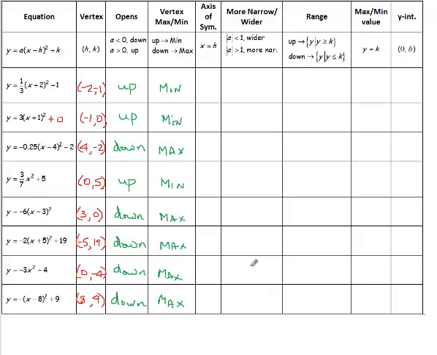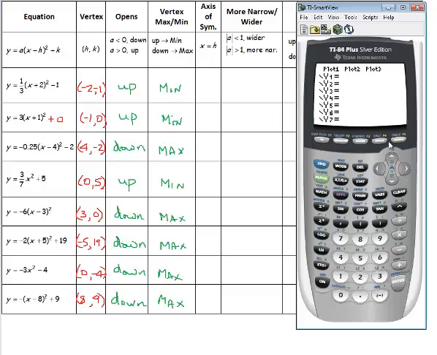Now the axis of symmetry is the line that divides it right in half. Okay? So now think about that. It's the line that divides it right in half. Now, I think it's time we looked at one. So let me bring up my graphing calculator. Let's look at the very first one.